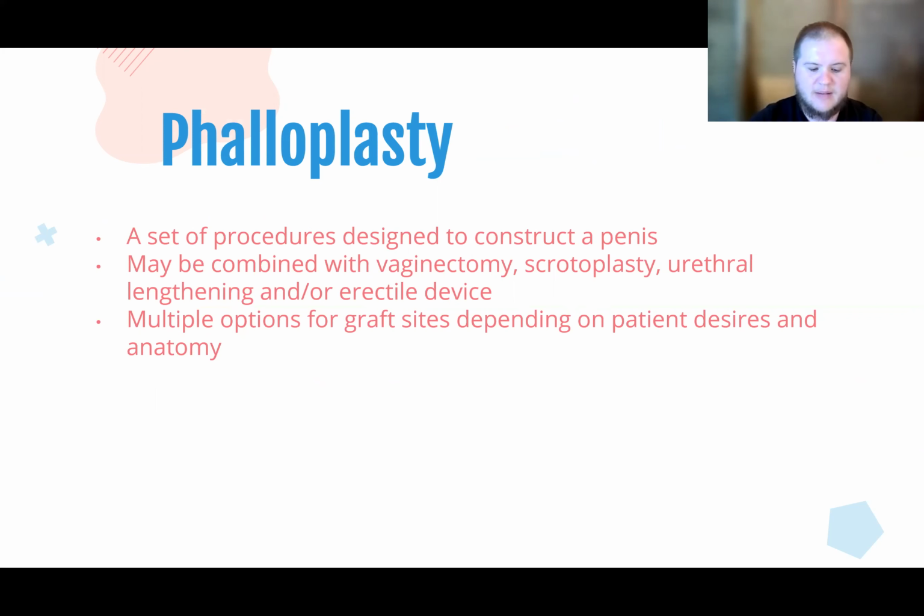So phalloplasty has been described as a modular set of procedures that can be combined, mixed, and matched to meet the needs of each individual patient due to the numerous options of additional surgeries. They can be conducted in several different ways with numerous variations occurring over time and geographic region. And they can be combined with vaginectomy, which is the removal of vagina and cervix and closure of vaginal opening. Scrotoplasty, which is the creation of scrotum using labia majora, which also may include testicular implants, urethral lengthening, and erectile implant. Multiple options for graft sites include thigh, arm, abdomen, and back. Next slide.